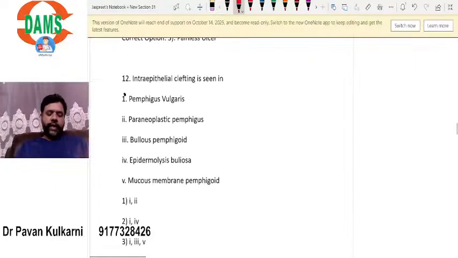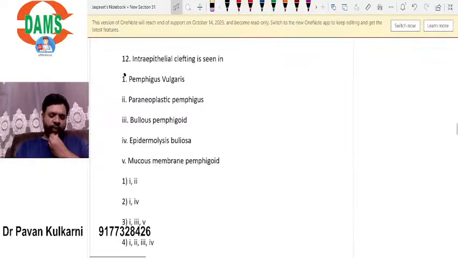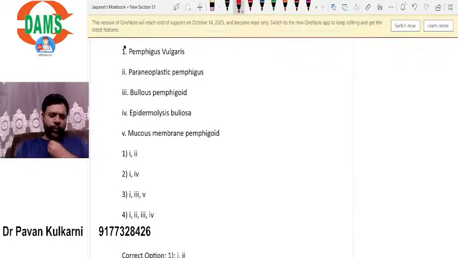Okay. Next question. Intraepithelial clefting is seen in basically pemphigus. Pemphigoid has got subepithelial clefting. So if you see here, options 1 and 2 are pemphigus vulgaris and paraneoplastic pemphigus.